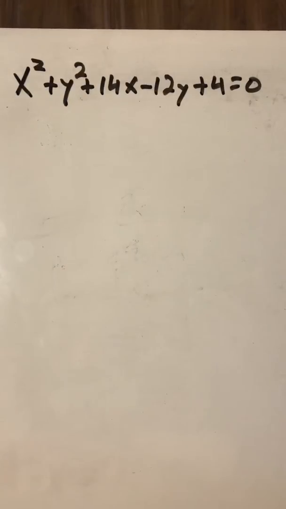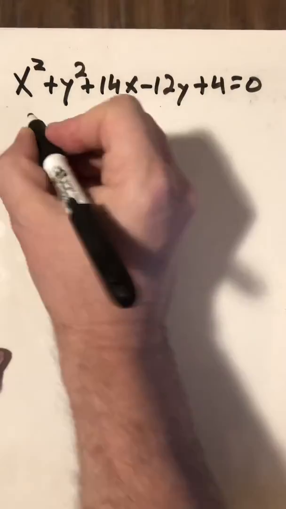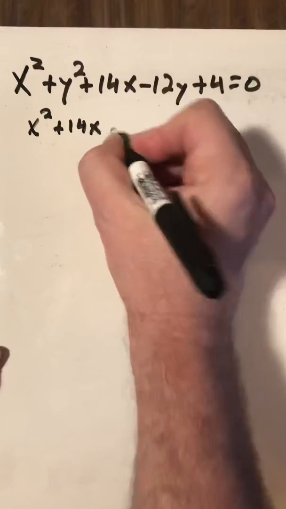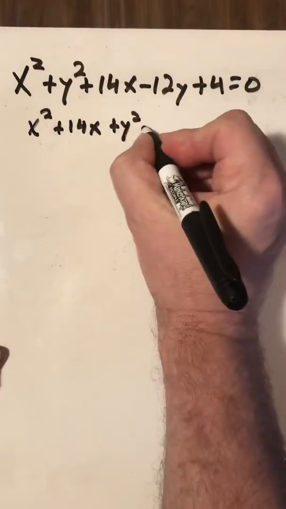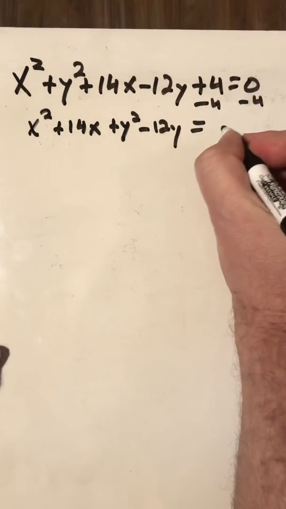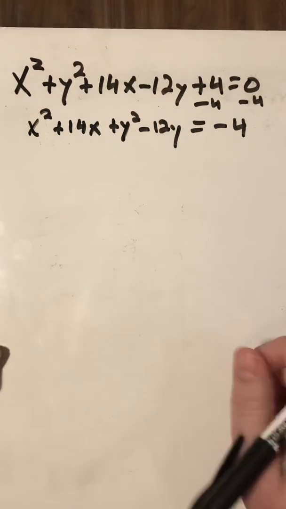All right, well, remember, we want to group our x and y terms together, and let's go ahead and move that constant to the other side of the equation. So I'm going to go ahead and write this as x squared plus 14x plus y squared minus 12y, and I'm going to move that 4 to the other side of the equation, so that makes that negative 4.